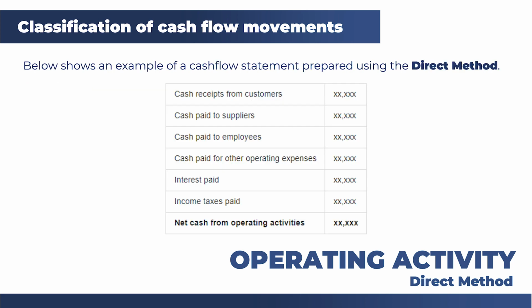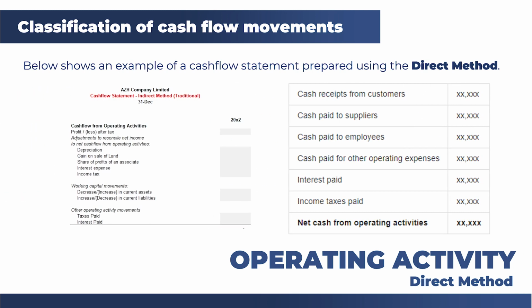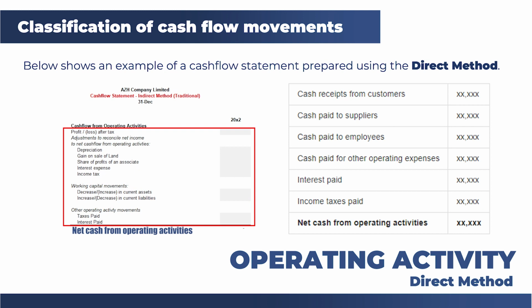Below shows an example of a cash flow statement prepared using the direct method. It shows gross cash receipts and gross cash payments in the operating activities section. In the indirect method, we started with profit or loss after tax and made some adjustments in order to arrive at the operating activities section. You have to know that in the indirect method, the valuable information is in the ending balance, the net cash from operating activities, because all of the information to arrive at the net cash from operating activities does not give you gross cash receipts and gross cash payments. You have no idea how cash was actually spent in the business.